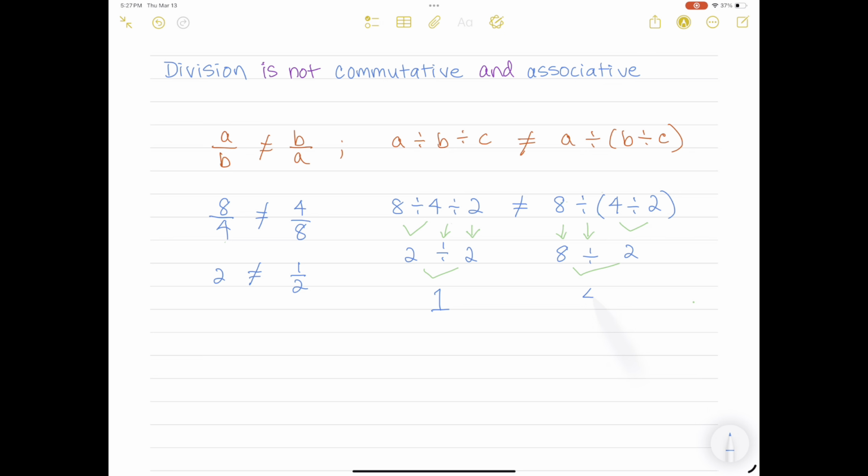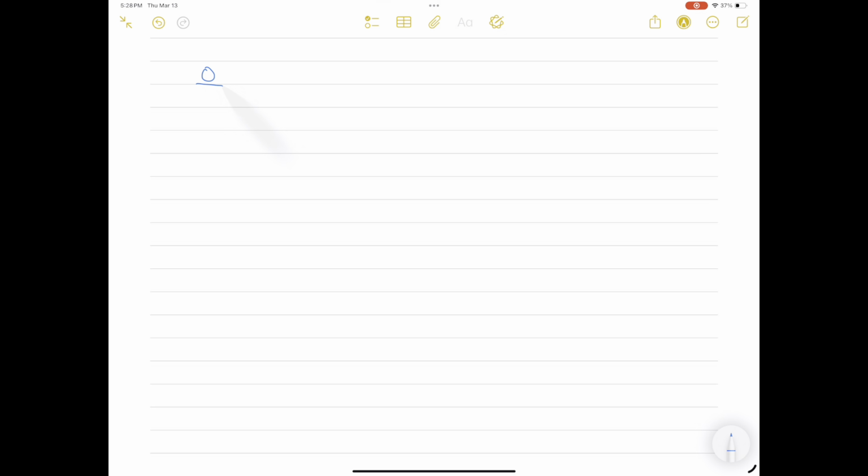So the left-hand side of the equation equals 1, which does not equal the right-hand side of the equation, which equals 4. All this is to say that if there are multiple numbers involved in a division problem, it does matter what order you do the division in. This will make more sense to you when you start doing some practice problems.